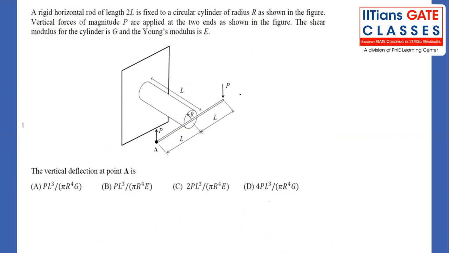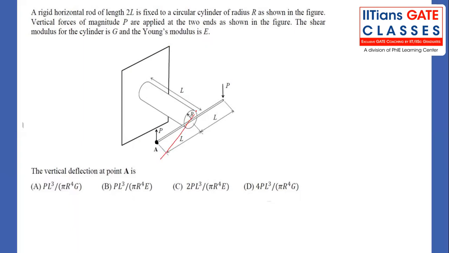Now, read each and every line of this numerical. As we are taking into this particular series, very good numericals from all the topics. A rigid horizontal rod of length 2L is fixed to a circular cylinder of radius R as shown in the figure. A vertical force of magnitude P is applied at the ends. They are asking for the vertical deflection at the point A.